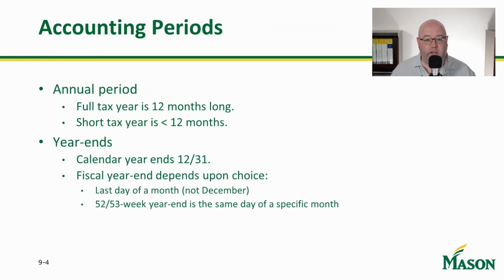Okay, so accounting periods. You're going to have a full period, which obviously is 12 months long. A short period is going to be less than 12 months, and you'll have a short period for a number of reasons. Some of the reasons why we'll have a short period is because they just started the business or the business ended.